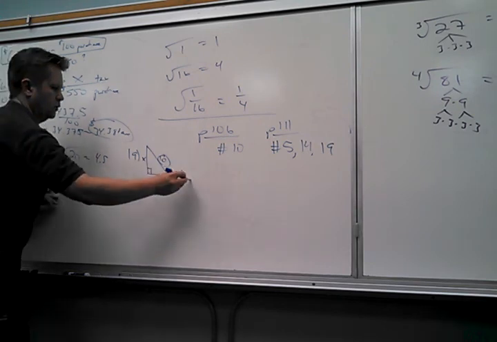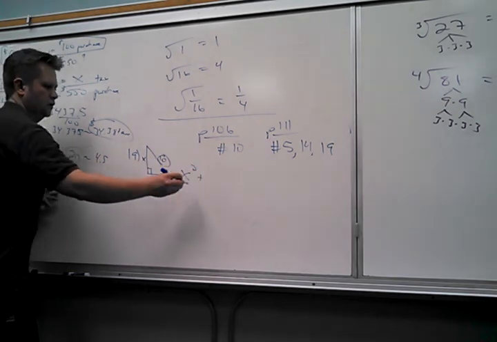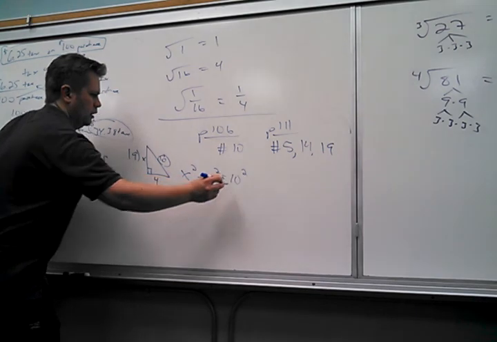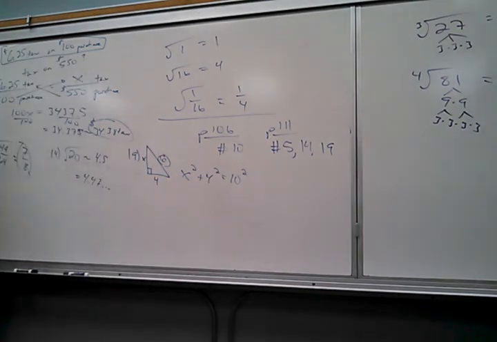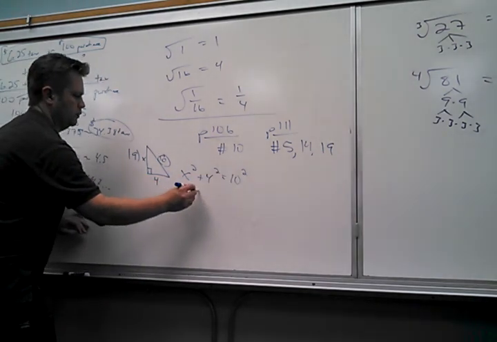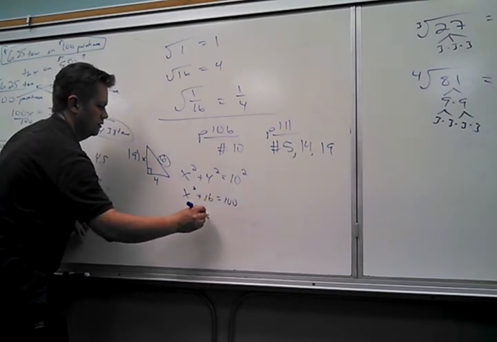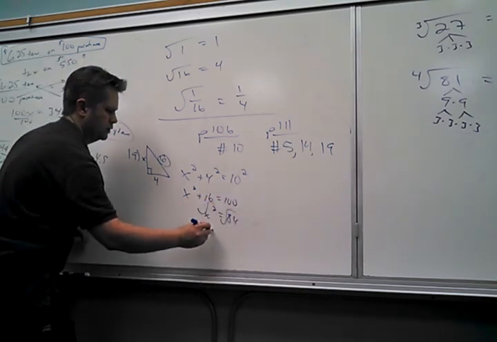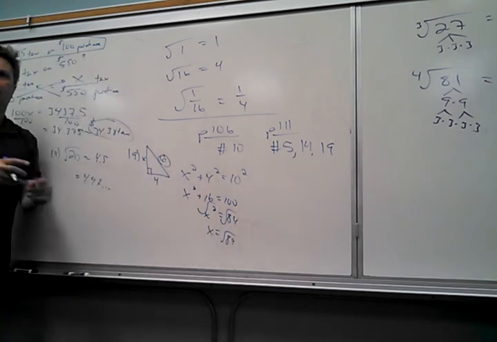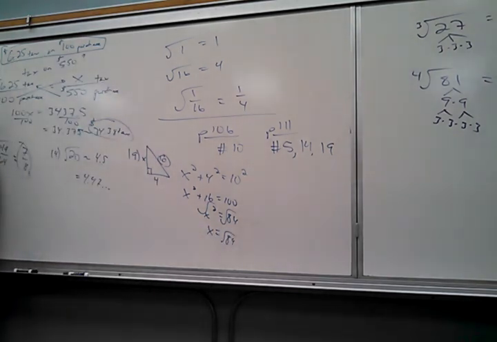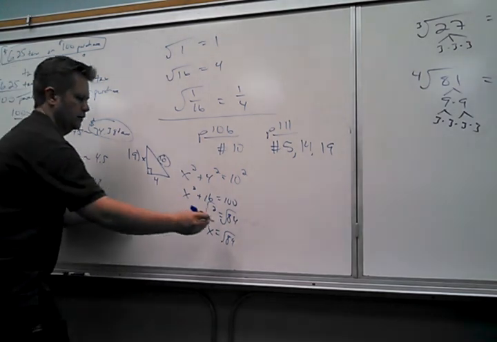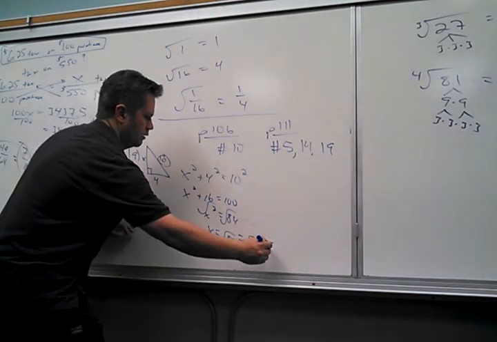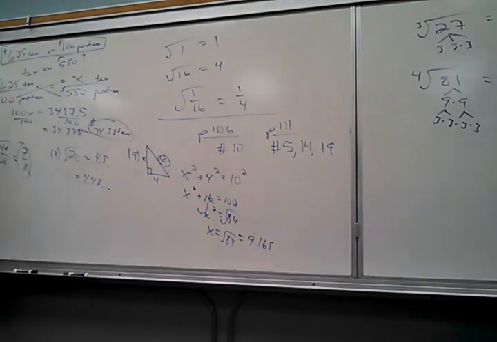So you'd say x squared plus 4 squared equals 10 squared. Then 10's got to be by itself. So x squared plus 16 is 100. x squared is 84. So x is the square root of 84, which should be a little bit above 9, because 81 would be 9. So what do you actually get? 9.165, roughly. I could live with that.